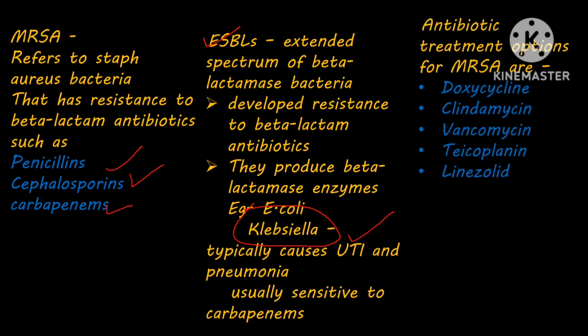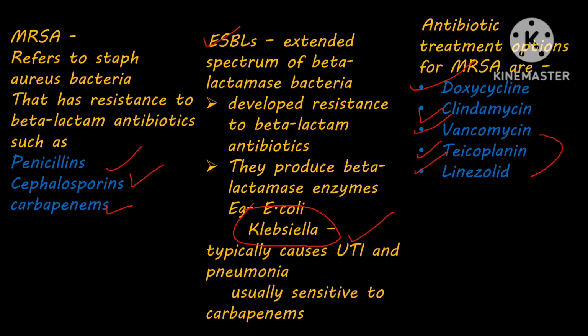Here are the choices of antibiotics for MRSA: doxycycline, clindamycin, vancomycin, teicoplanin and linezolid. The first choice of drug for MRSA is vancomycin. If there is vancomycin resistance, then we can go with linezolid.